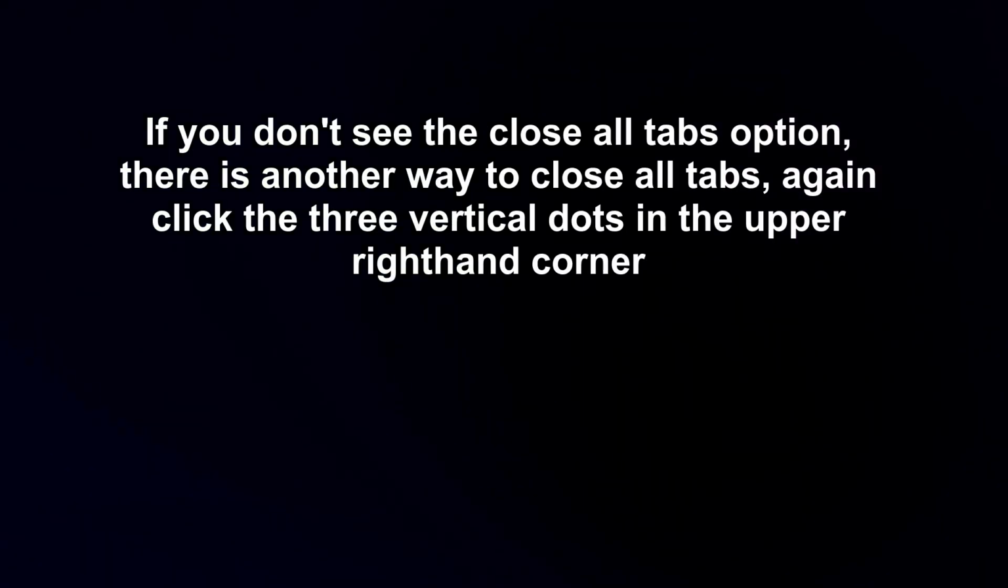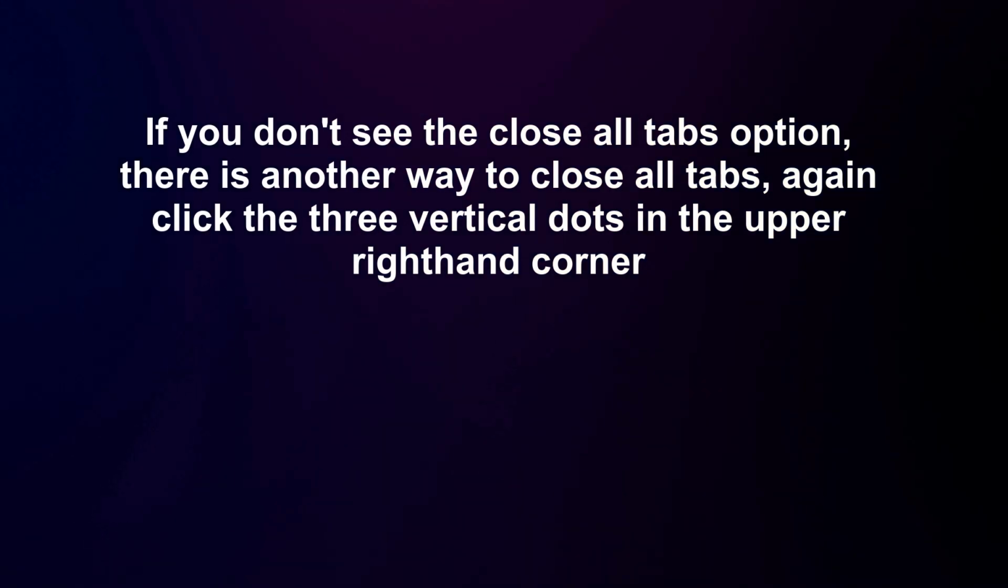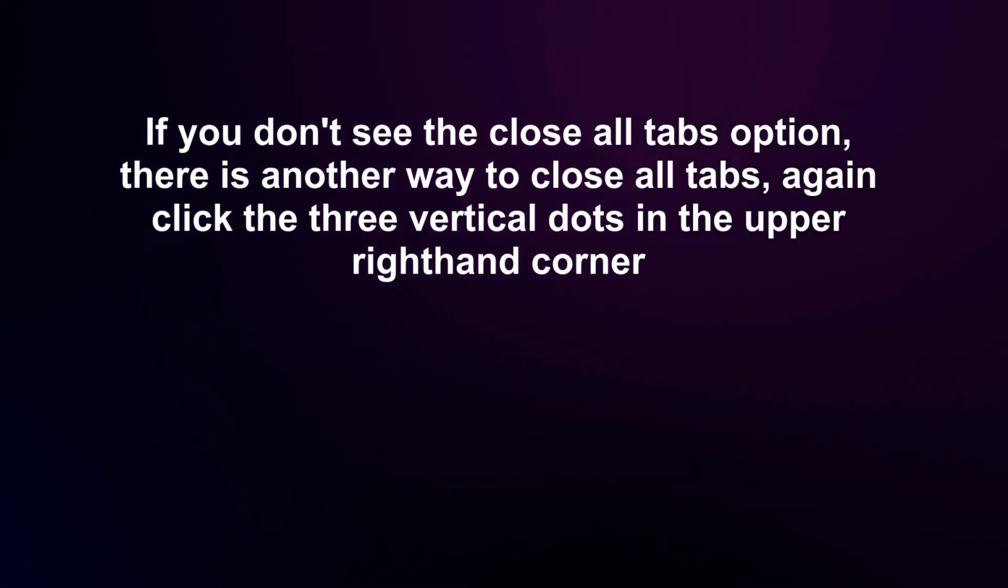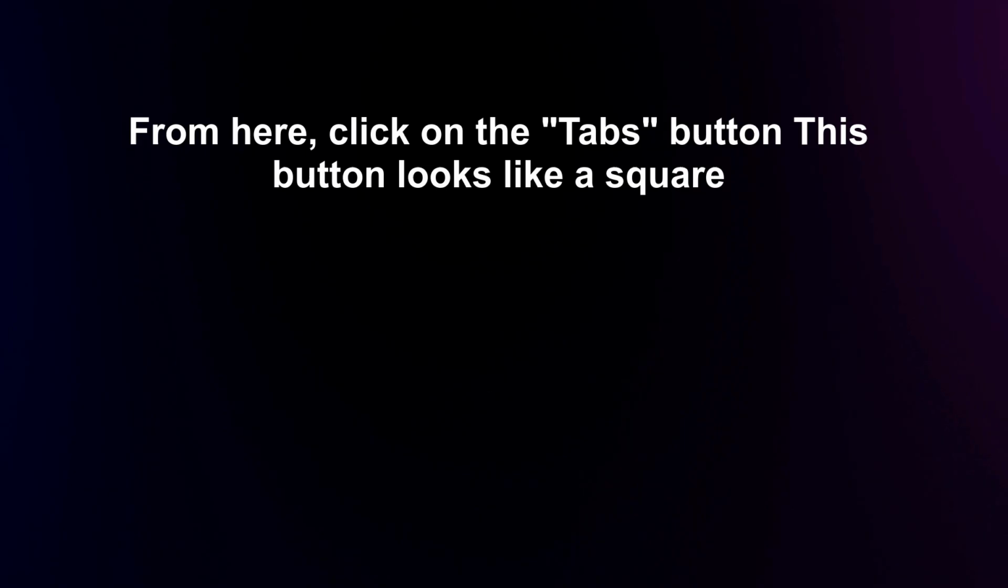If you don't see the Close All Tabs option, there is another way to close all tabs. Again, click the 3 vertical dots in the upper right-hand corner. From here, click on the Tabs button. This button looks like a square.